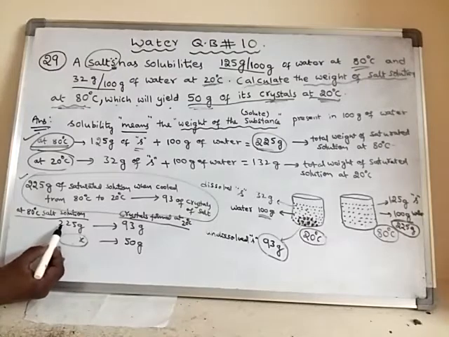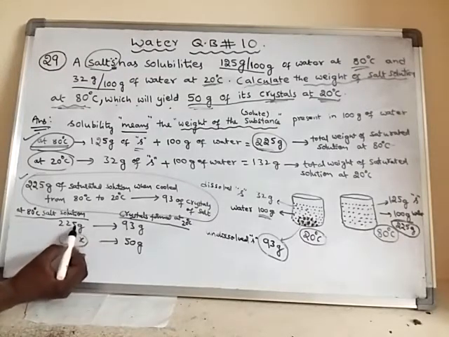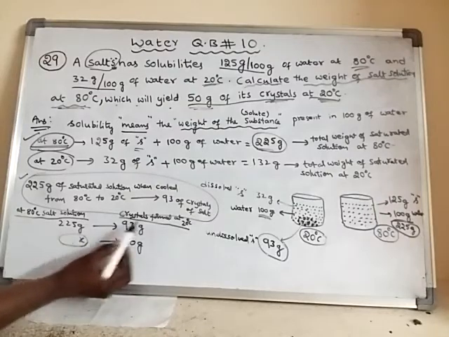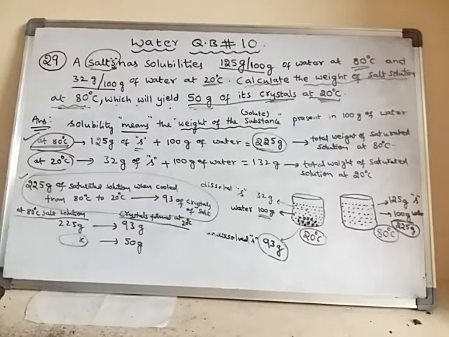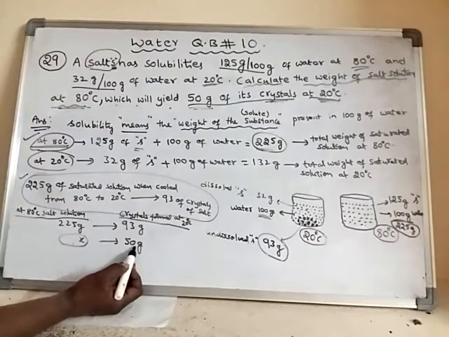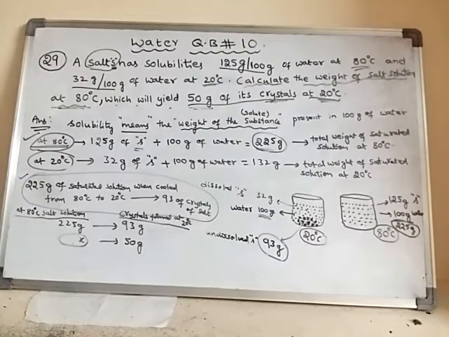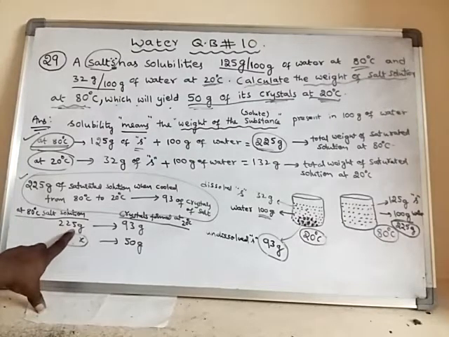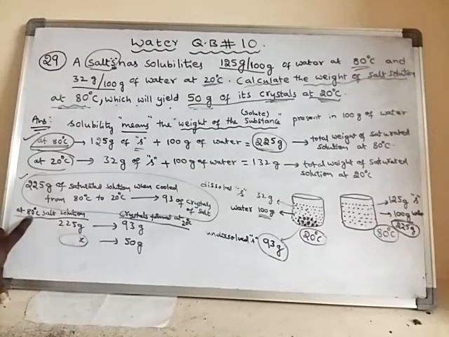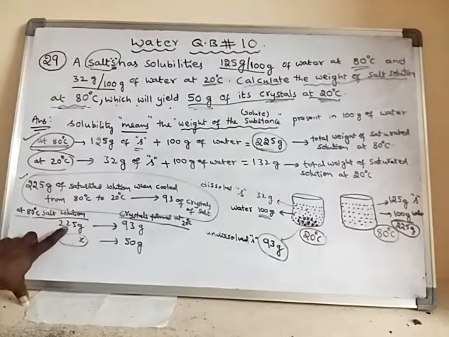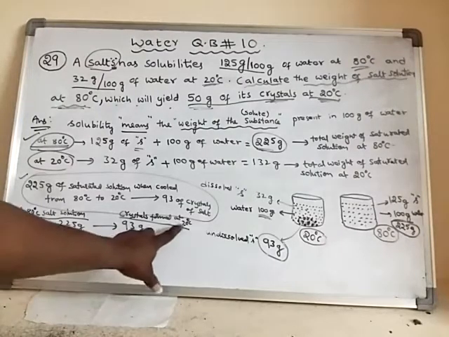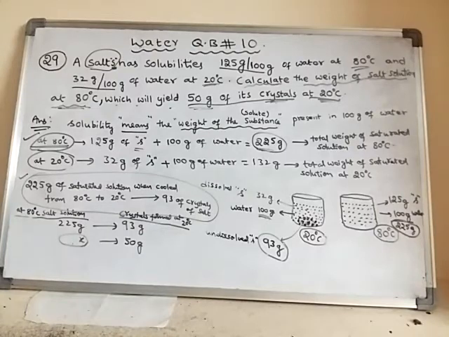Okay, suppose if 225 grams of saturated solution is taken, it is yielding 93 grams of crystals. But if you want only 50 grams of crystals, then how much amount of salt solution do we have to take? Did you understand? If you take 225 grams of salt solution at 80 degrees centigrade, then it will yield 93 grams of crystals at 20 degrees centigrade. Okay.